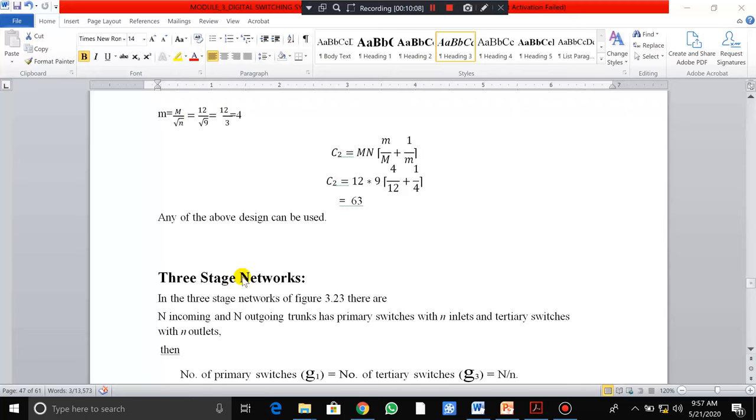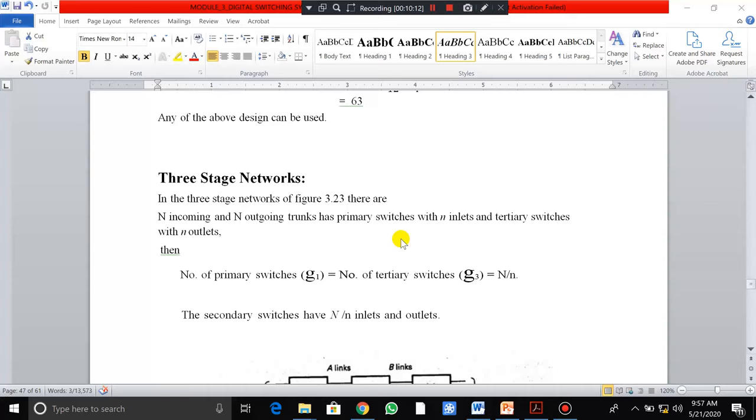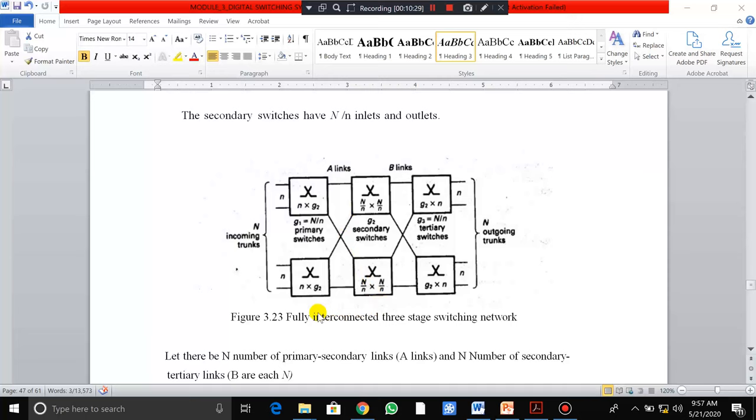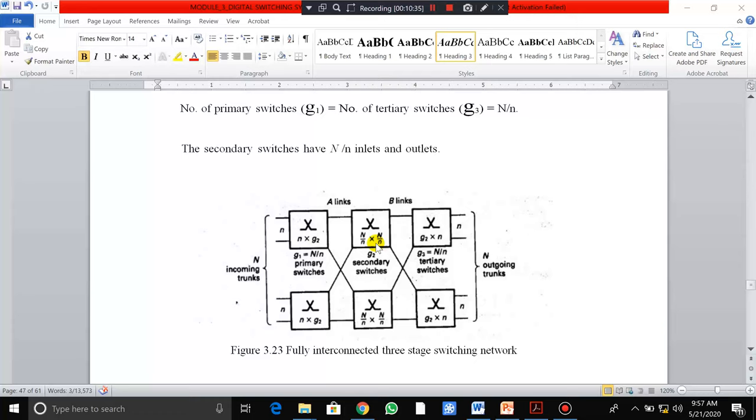N incoming trunks and n outgoing trunks have primary switches with n inlets and tertiary switches with n outlets. The number of primary switches, G1, is equal to the number of tertiary switches, G3, which is equal to N by n. So we have the same diagram which we have drawn for our three-stage network. You can see n cross G2, N by n into N by n, G2 into n. So we have N incoming, N outgoing, this is link A, this is link B.